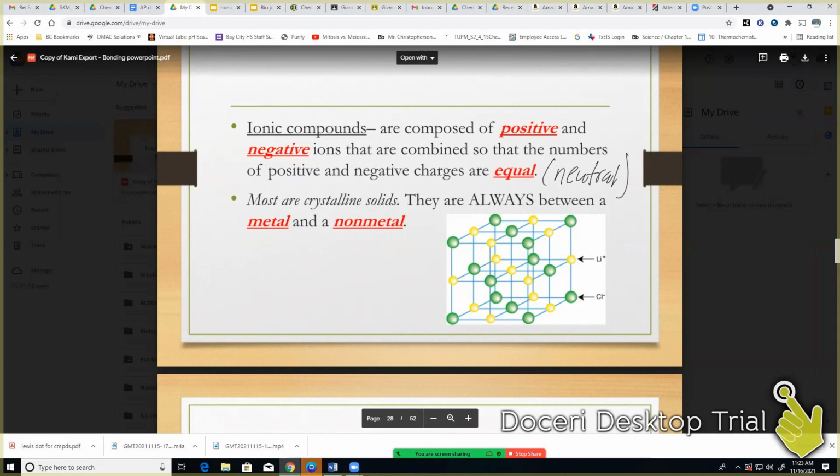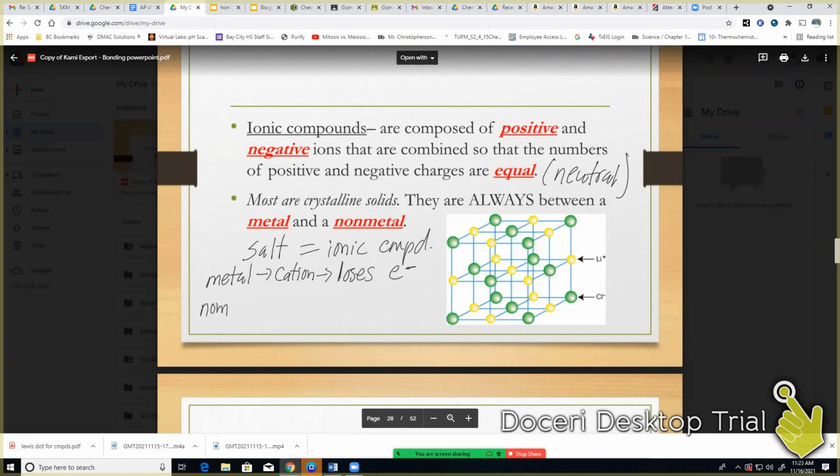So most are crystalline solids. So think of like salt. And in chemistry, salt means any ionic compound. It doesn't just mean sodium chloride, table salt. And that always occurs between the metal and the non-metal. Remember, the metal forms the cation, the positive ion, because it loses electrons.